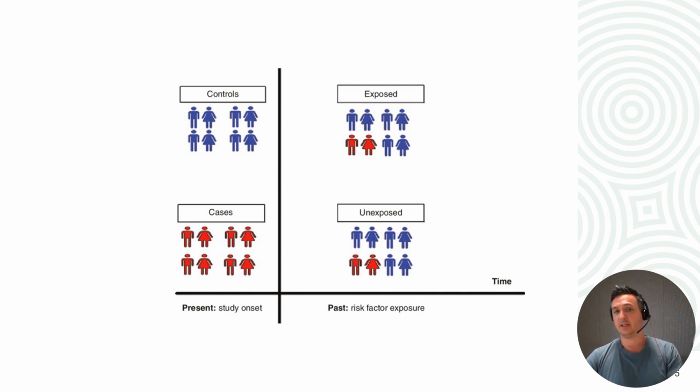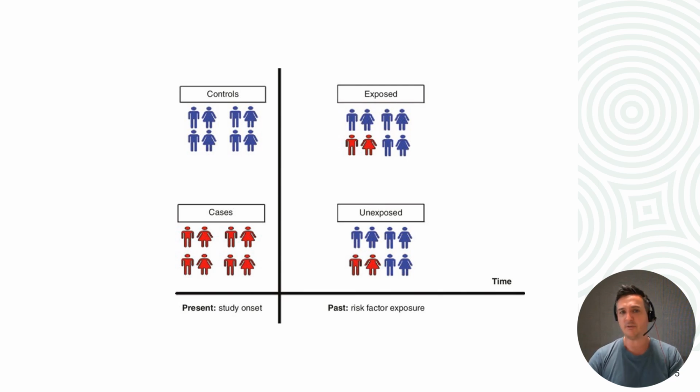The second type of analytical study is a case control study. And a case control study compares individuals with a particular disease or condition to individuals without it. We often call the people who have this phenomenon or condition or disease, etc., the cases, and the people who don't have it, we call them the controls. And the goal of case control studies is to identify factors that might have contributed to the development of that disease.